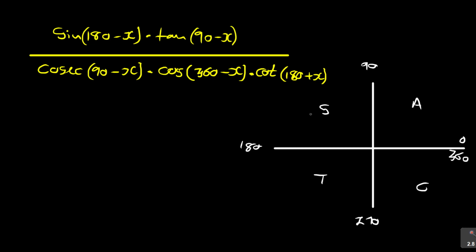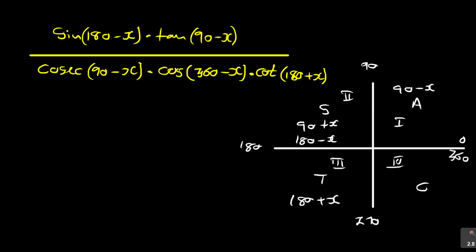And then we are saying all students take chemistry, and in here I've got 90 plus x and 180 minus x. These are my reduction rules, and in there I've got 90 minus x. This is my first quadrant, this is my second quadrant, my third, and my fourth. So in my third it's 180 plus x, and the last one is 360 minus x. Remember, these are my reduction rules, so I'm going to apply them here.